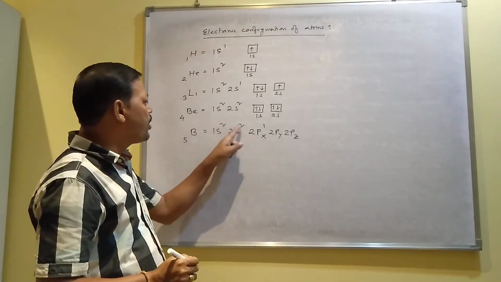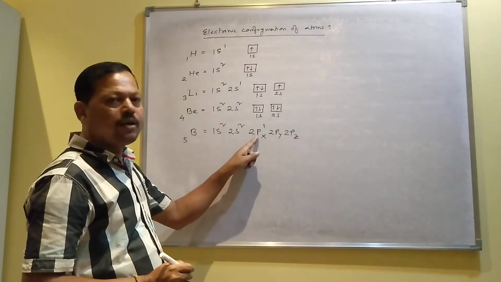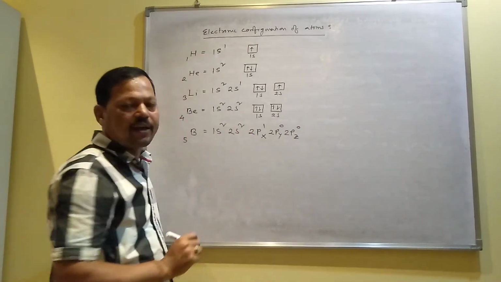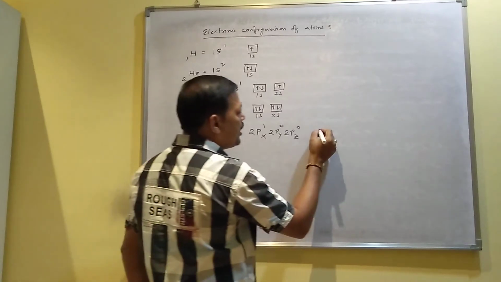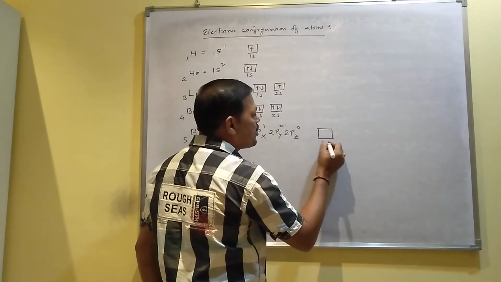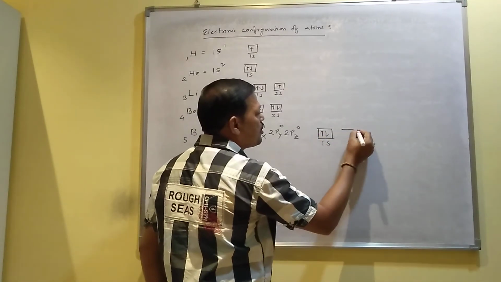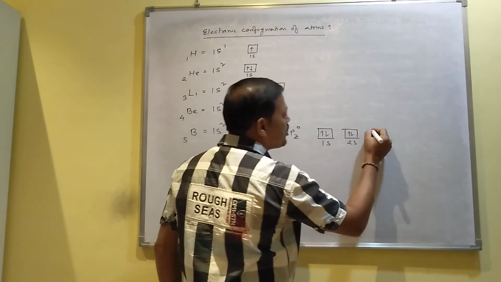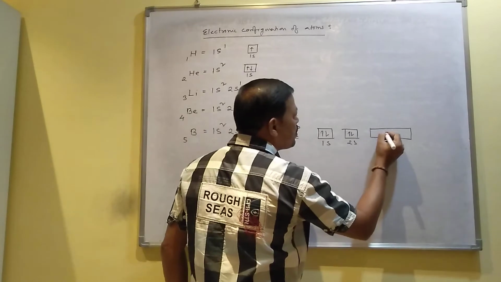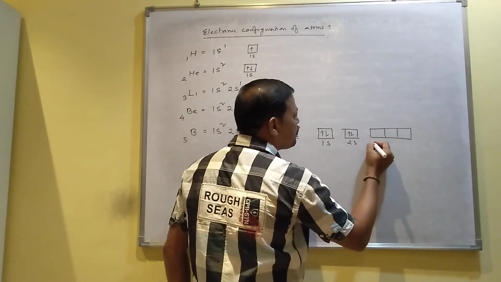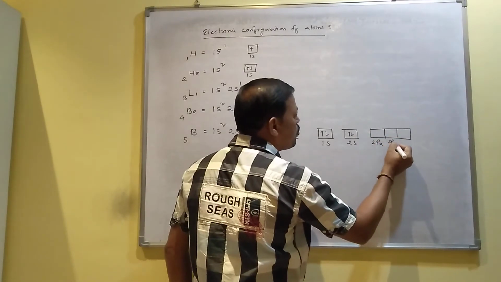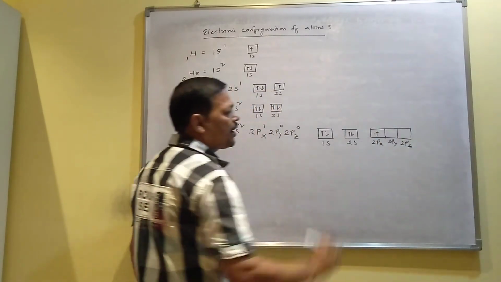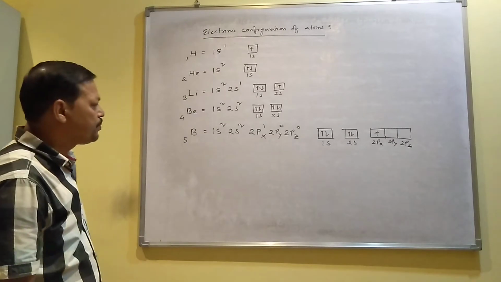Since 2 plus 2, 4 electrons are used and 1 electron is left, you can enter the electron in 2px, 2py and 2pz will be vacant. And if you want to represent it in a box: 1s contains 2 electrons, 2s contains 2 electrons, then 2p, since they have similar energy, you write 2px, 2py, 2pz, 1 electron here, and these two are vacant.